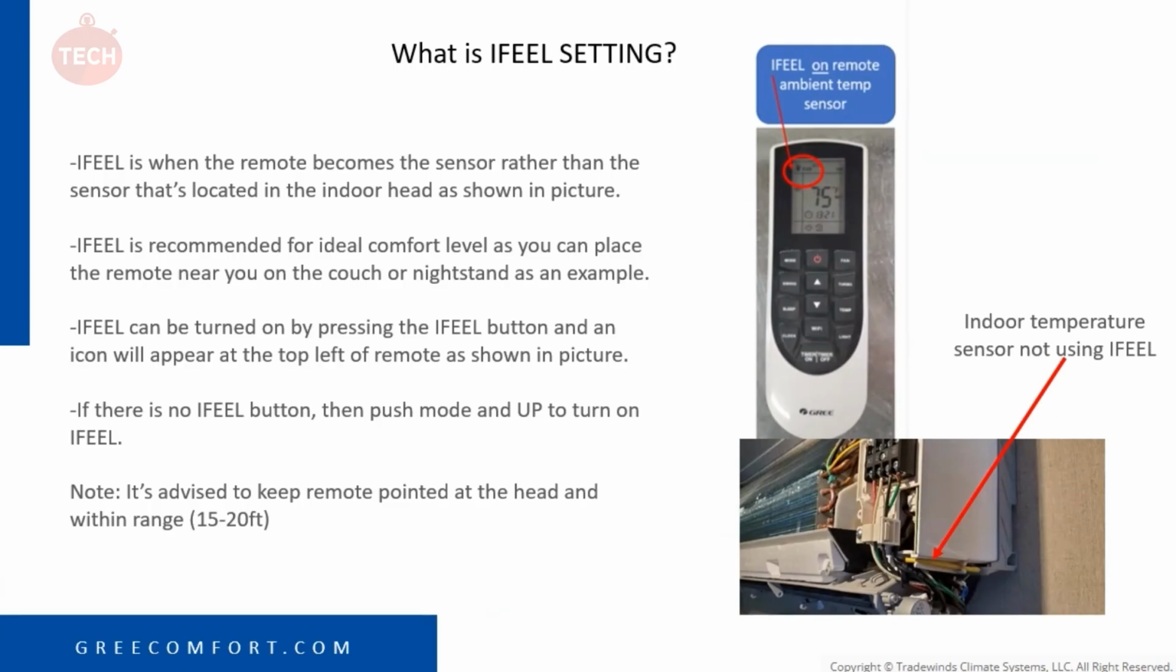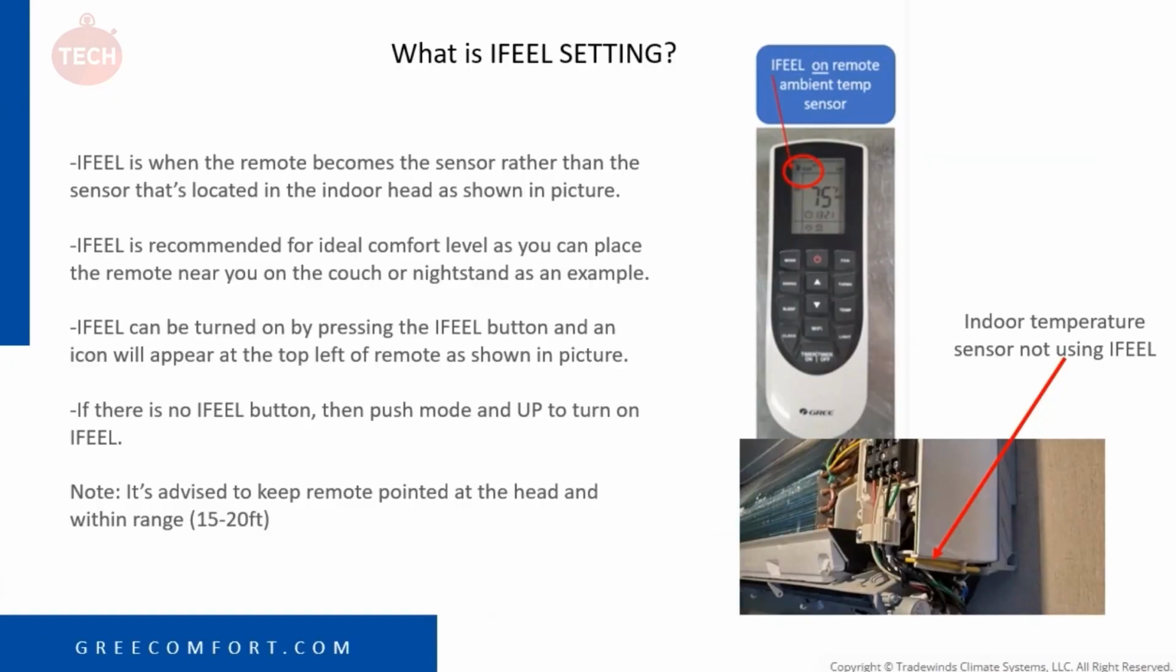That means I Feel is turned on. What I Feel is, the remote then becomes your sensor. So your remote is going to become where it's sensing temperature from. So you can set it on the couch next to you, on the bed, on your nightstand next to you.